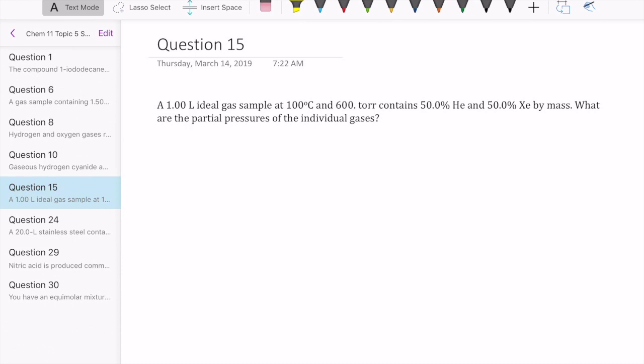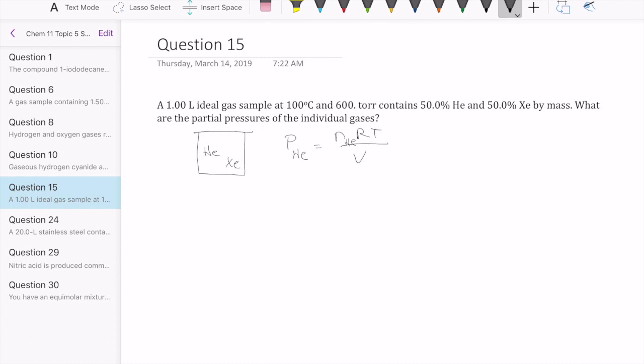Okay, so in terms of partial pressures, you want to think back about our discussion about Dalton's Law. You have both helium and xenon. You can calculate the pressure two different ways. One way to calculate partial pressure is to use the ideal gas equation. Pressure of helium, for example, could be calculated as nRT over V, where n here is the number of moles of helium.